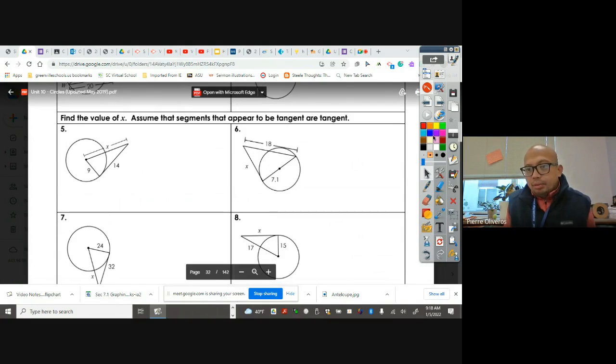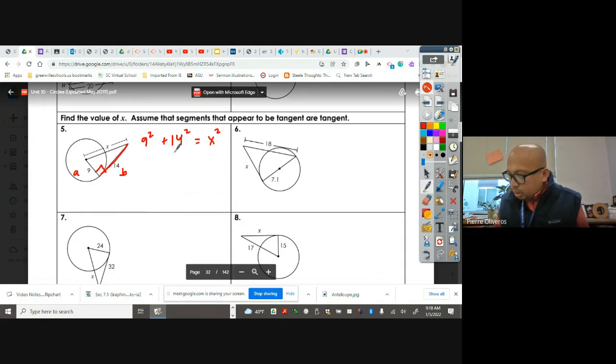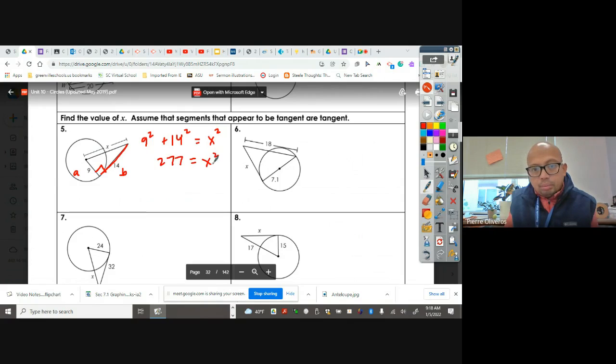Next, find the value of x. Assume that the segments that appear to be tangent are tangent. So this is considered to be tangent. That's x there. So I know this is my A and my B because this is my 90-degree angle. So therefore, 9 squared plus 14 squared is equal to x squared. So 9 squared plus 14 squared is going to be 277, equals x squared. Take the square root.